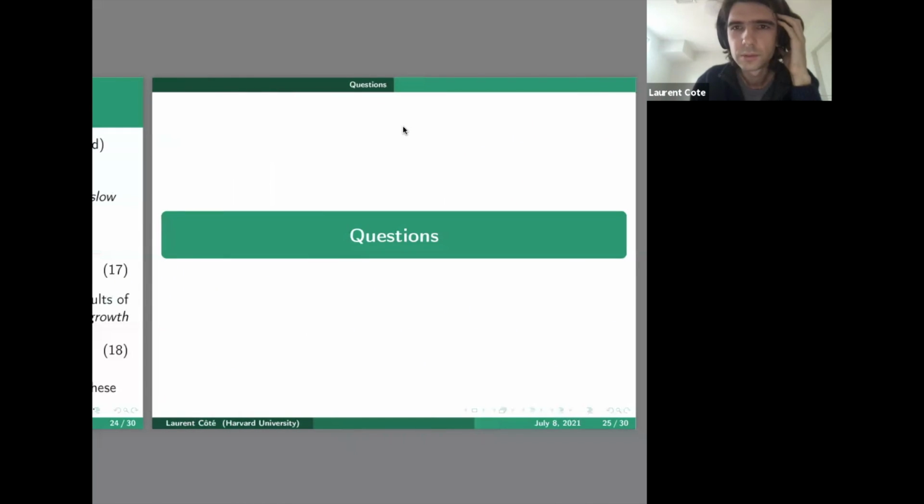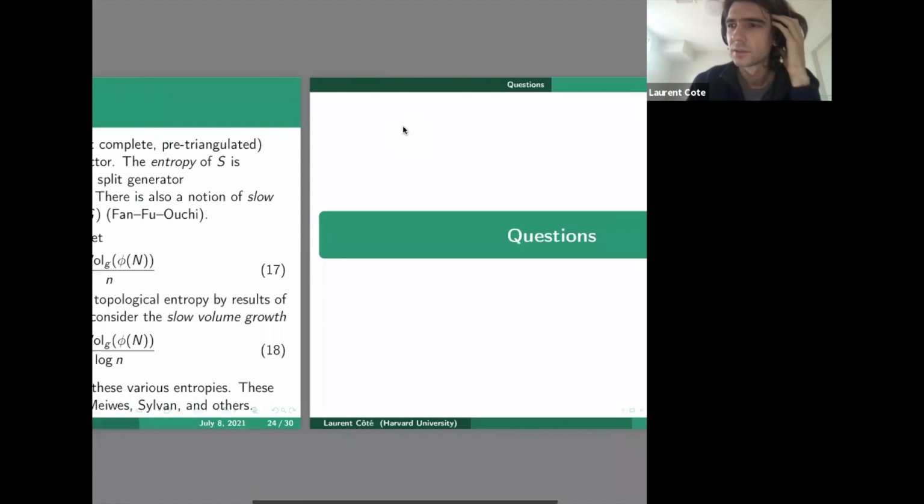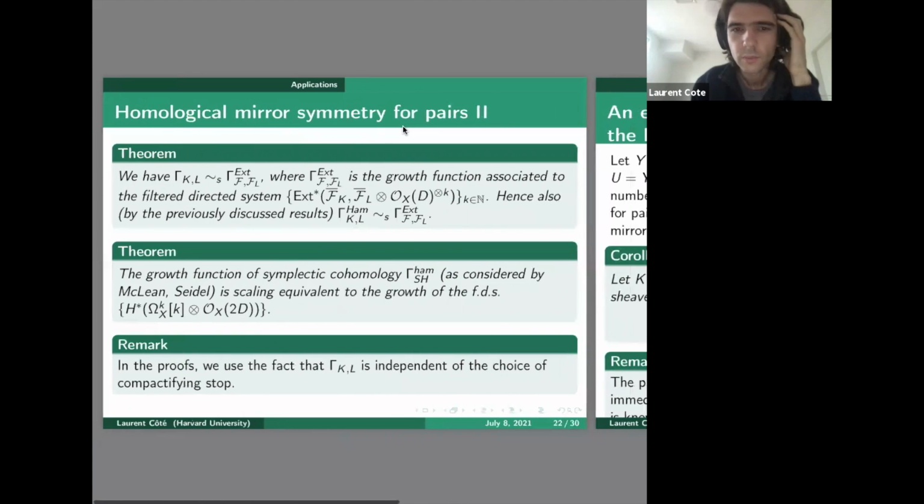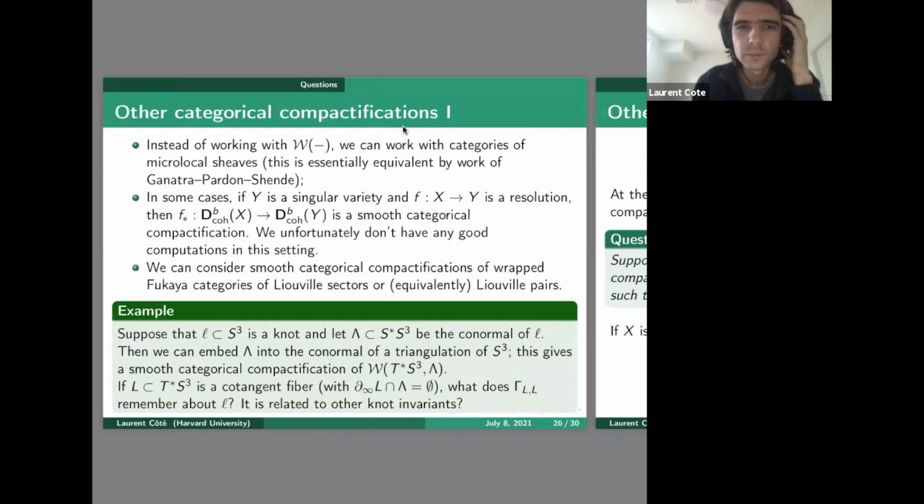So I want to talk about some questions that arise out of this. The first thing I'd like to mention is that I've only really focused so far on two types of examples. We talked about coherent sheaves associated to open algebraic varieties, and we talked about Weinstein manifolds. But you can work with other categorical compactifications, and these invariants still make sense.